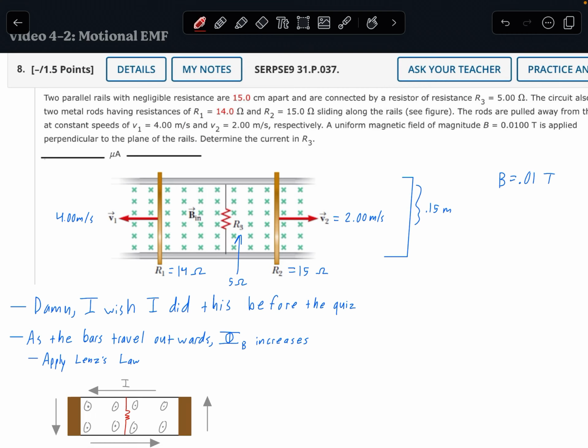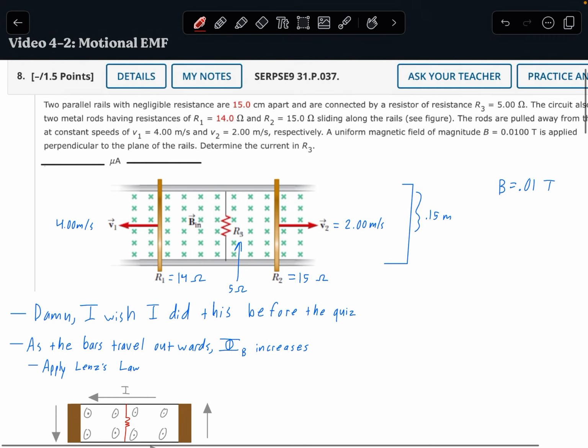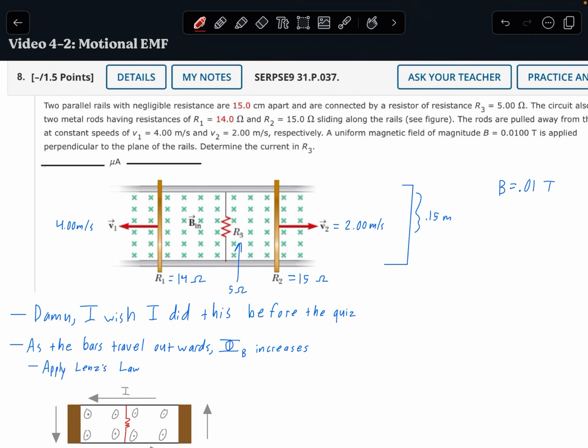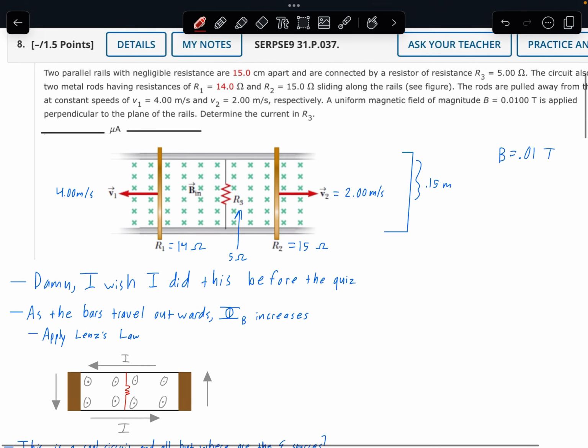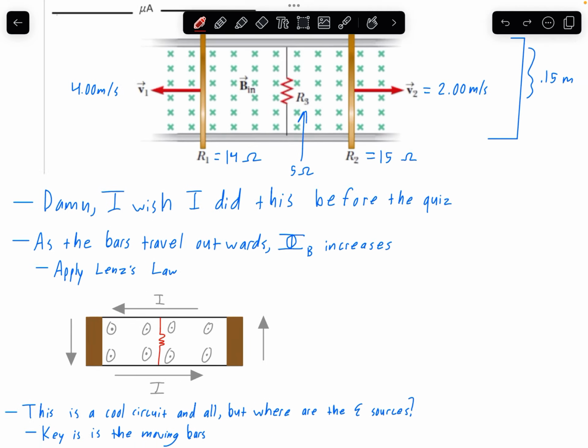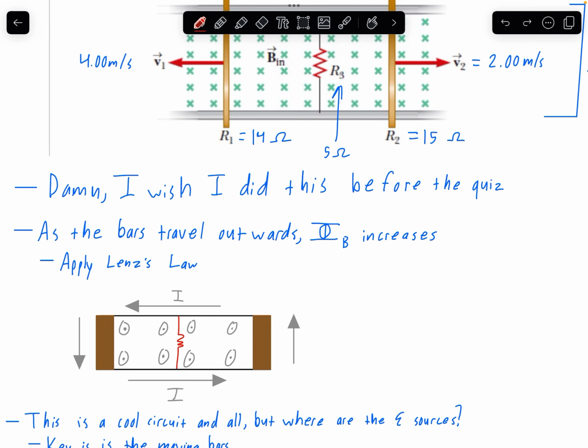I was just circling things as I went along, just so this picture made sense, and I think it's a pretty simple picture. They want the current in R3, both magnitude and direction. First off, I wish I had done this problem before the quiz, because it popped up on the quiz. I think I did okay on it, but it would have been nice to have this practice.